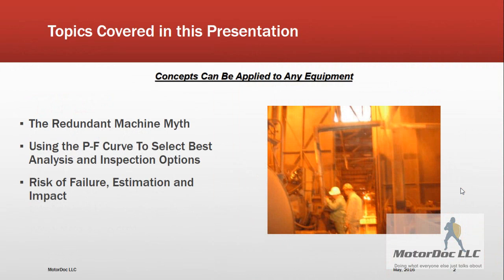The following concepts can be applied on any machine. A common myth is that a machine with a redundancy is not critical because a ready spare is available. We're going to explore this question from the standpoint of the reliability function. The P to F curve can be used along with the knowledge of failure modes in order to select the correct on-condition analysis and inspection methods. Finally, a quick and dirty method of determining the risk of failure, time to failure estimation, and impact of the failure can be determined using the reliability function. More strenuous methods are also available, but outside the scope of this presentation.